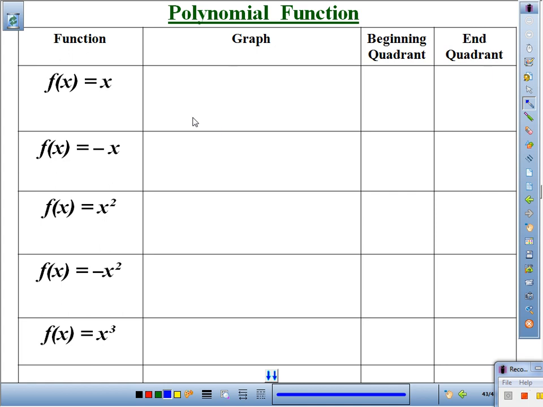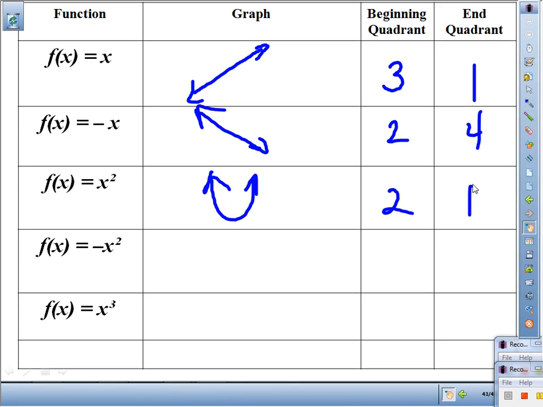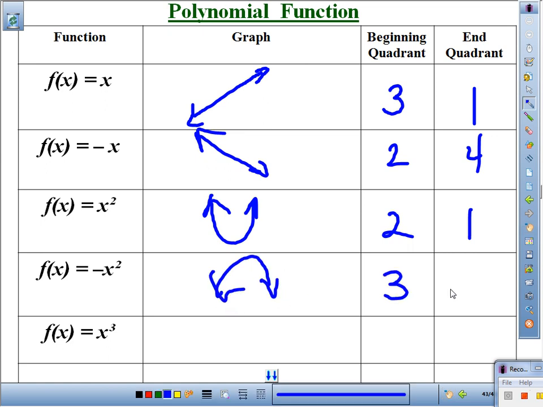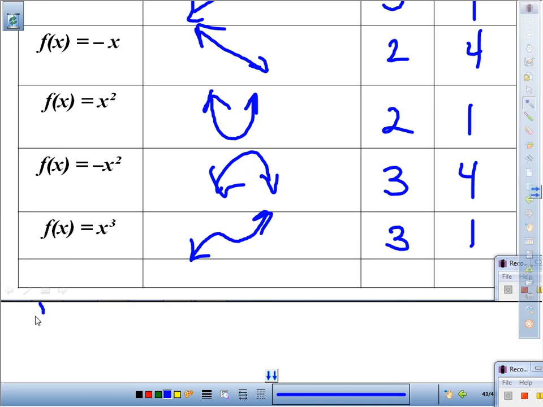Let's see. Who got this? Yes? Quadrant 3 and quadrant 1. For right now, I'm not going to write the Roman numerals so I can go a little bit faster. How about this one? Quadrant 2, quadrant 4. This one, quadrant 2, quadrant 1. This one, quadrant 3, quadrant 4. This one, quadrant 3, quadrant 1.